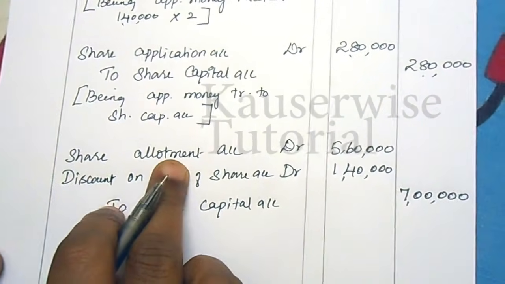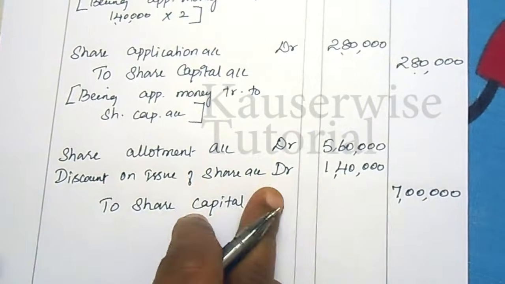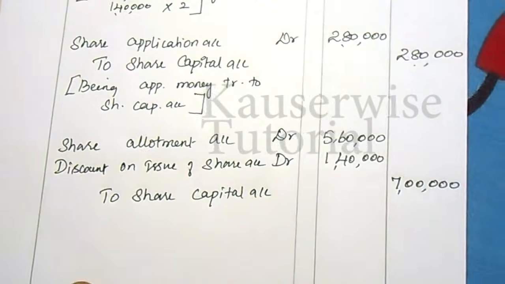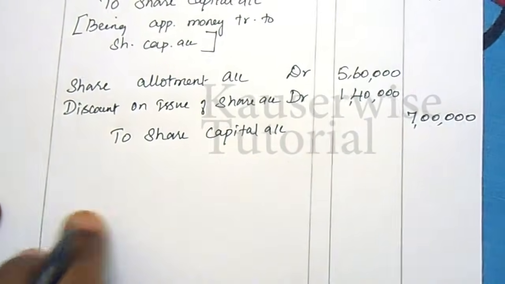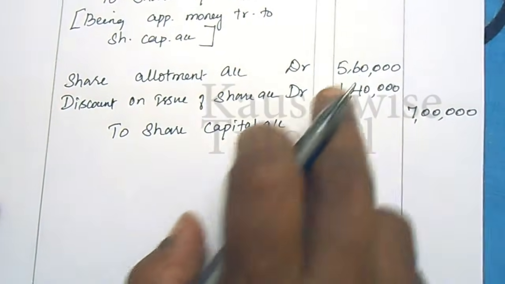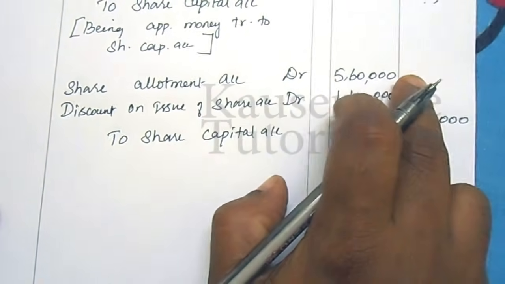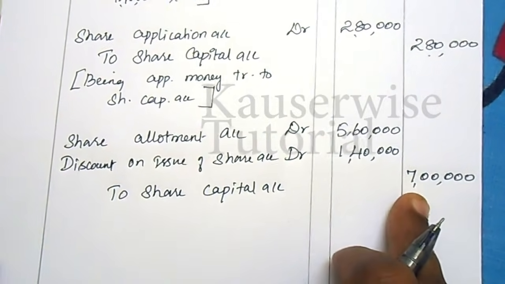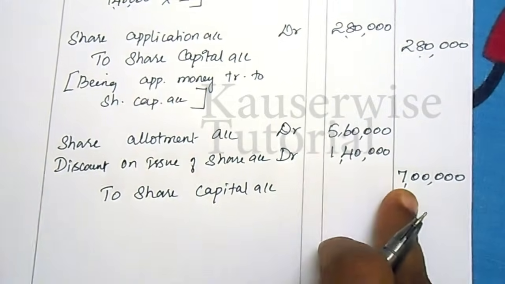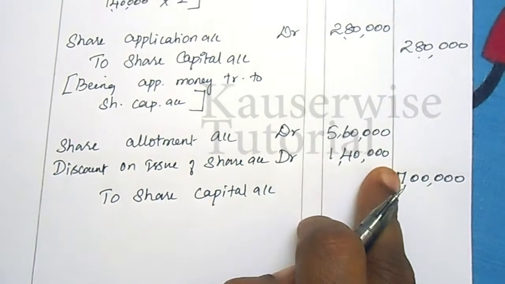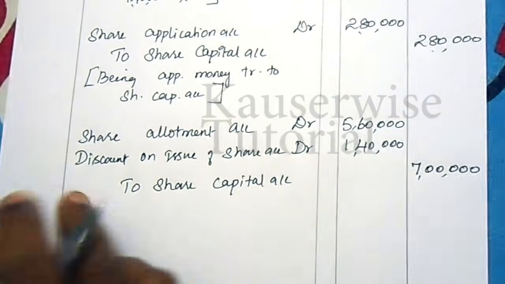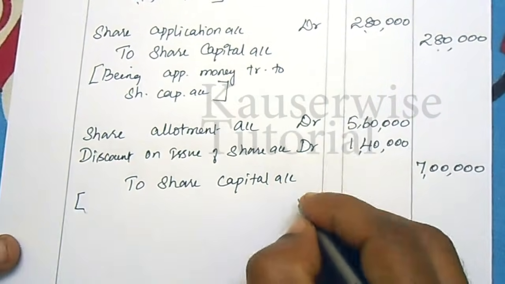Share allotment account, discount on issue of shares account debit to share capital. This one is the due entry. The next one is allotment money received. So how much amount are they going to receive? Only 5,60,000, because actual allotment money is 7 lakh rupees, but the company offered discount. So 7 lakhs minus 1,40,000 is equal to 5,60,000 yet to receive. Here you write the narration: being allotment money due.